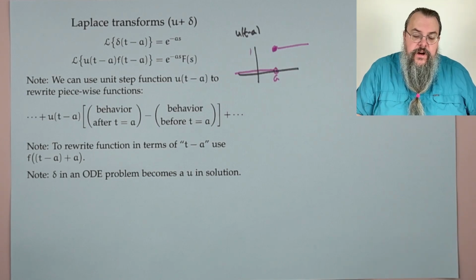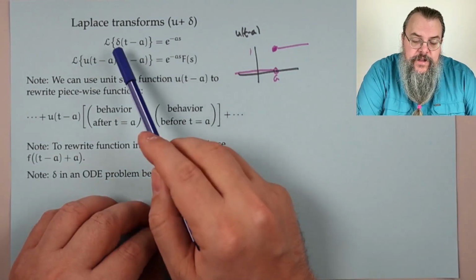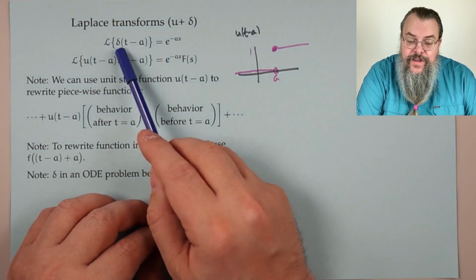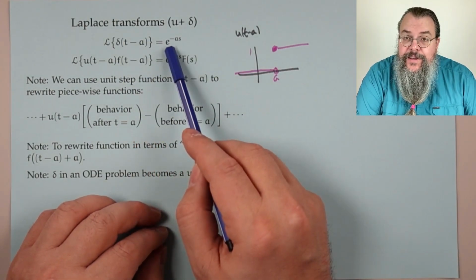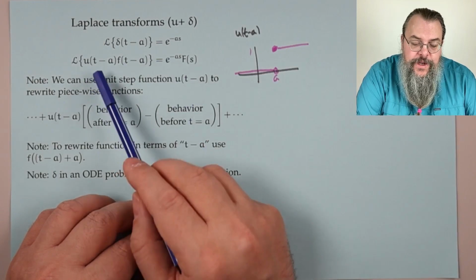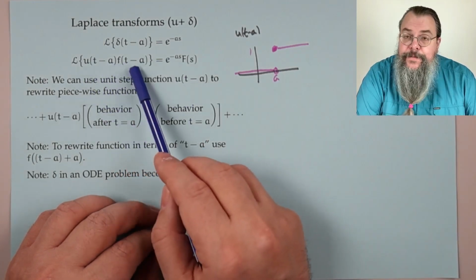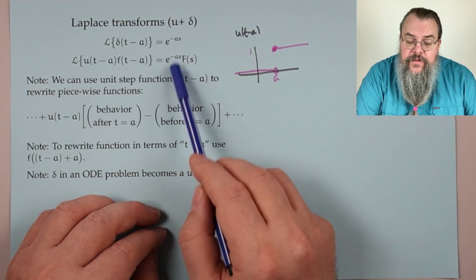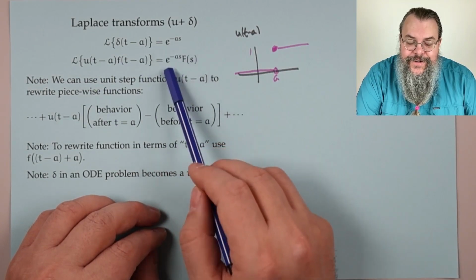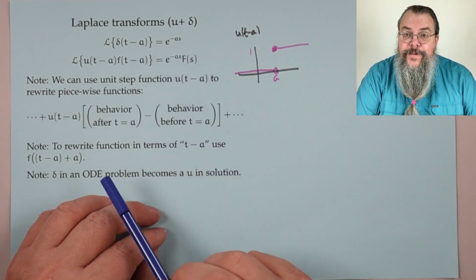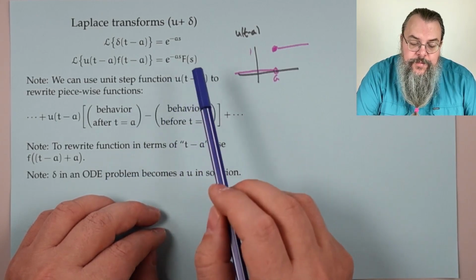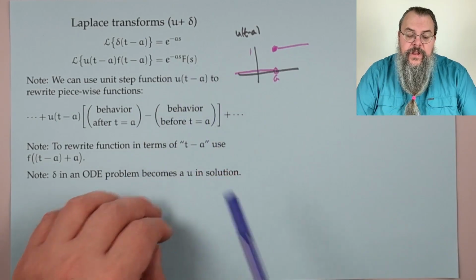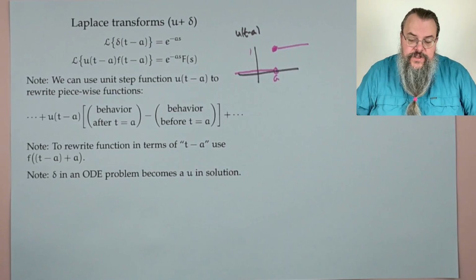And so, all right, what do we have? Well, delta of t minus a gives e to the minus a s. But the important one, u of t minus a times f of t minus a, gives e to the minus a s times F of s. So notice there's some similarities going on here. All right, now be careful here. There are some things that you have to pay attention to.